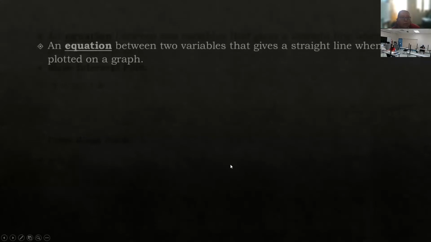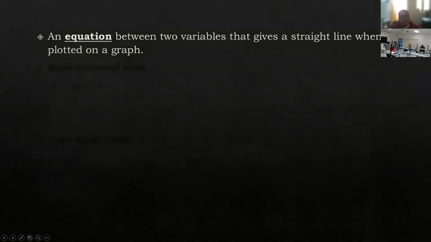Moving forward. The equation between two variables gives a straight line where it's plotted on the graph. So what I'm going to show you now are some formulas that you can use while graphing. So the first one is the slope-intercept form. And that one is y equals mx plus b.